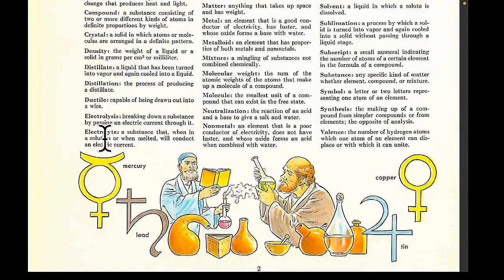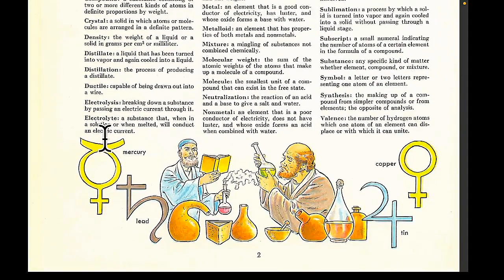Crystal, a solid in which atoms or molecules are arranged in a definite pattern. Density, the weight of a liquid or a solid in grams per cubic centimeter. Distillate, a liquid that has been turned into vapor and again cooled into a liquid. Distillation, the process of producing a distillate. Ductile, capable of being drawn into a wire. Electrolysis, breaking down a substance by passing an electric current through it.